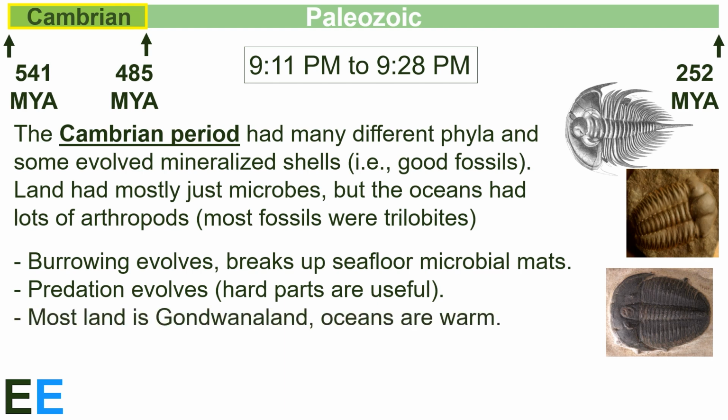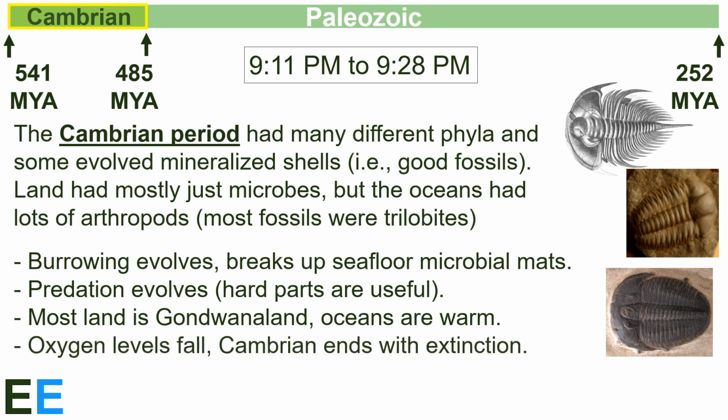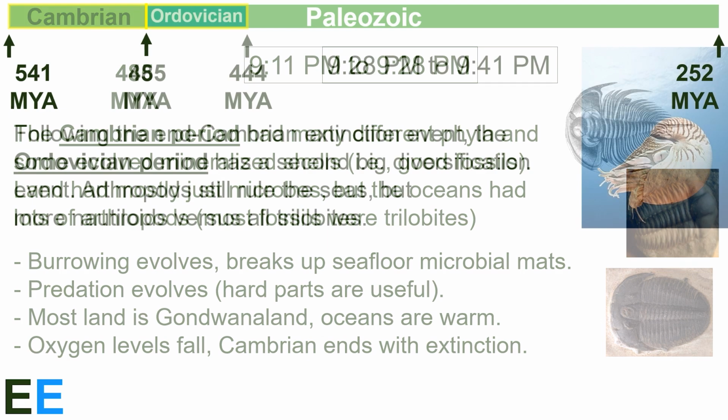Most of the land is a single continent, called Gondwanaland, and the oceans are warm, which is nice, but nothing good lasts forever. As we reach the end of the Cambrian, the oxygen levels fall and the Cambrian ends with extinction events. Incidentally, the different eras and periods are usually defined by the different organisms living in them. For this reason, most of the time periods end with some degree of extinction and diversification just afterwards. There are 5 major extinction events that kill more than anything else. This extinction event isn't one of those, but that's how our next period will end.